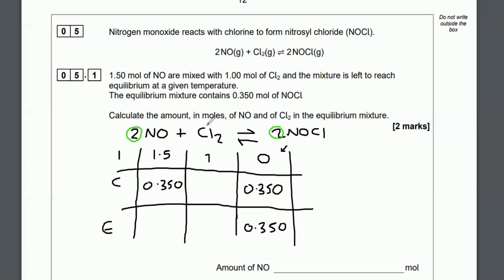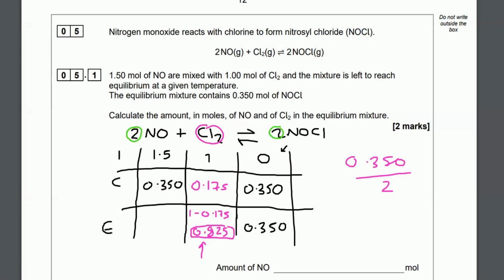However, it's a 2-to-1 with the chlorine. So I put the chlorine here in pink. We've got 0.350 of nitrosyl chloride, but it has a 2-to-1 relationship with the chlorine, so we need to divide it by 2 to find the moles of chlorine that have changed, and it's 0.175. So to work out the moles at equilibrium, I take the initial moles of chlorine minus the change in moles, so 1 minus 0.175, and that equals 0.825 moles of chlorine at equilibrium. There we go, first of the 2 marks.